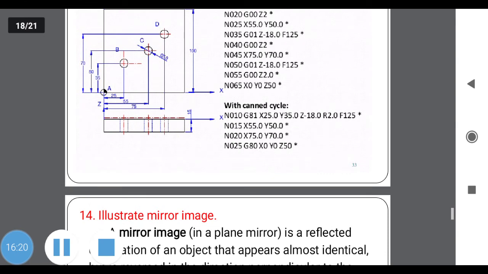With the CAN cycle they mention here R, that is R2.0, feed rate 125. If you implement the CAN cycle, you use these values X, Y, Z with the R. That is the only difference with and without the CAN cycle.